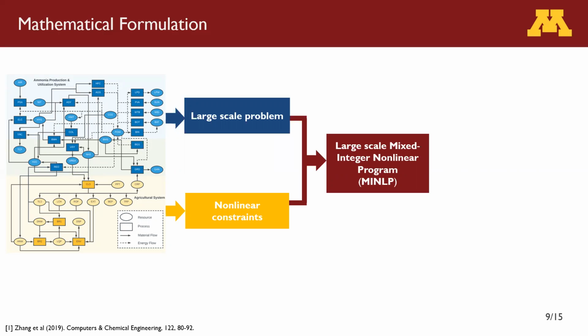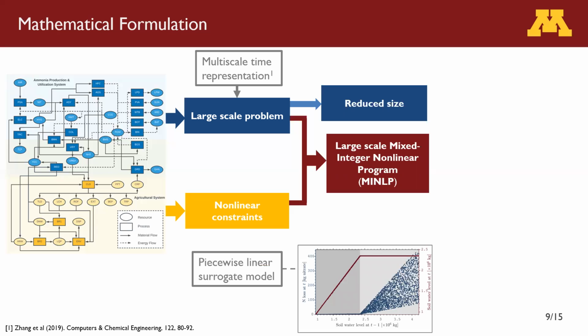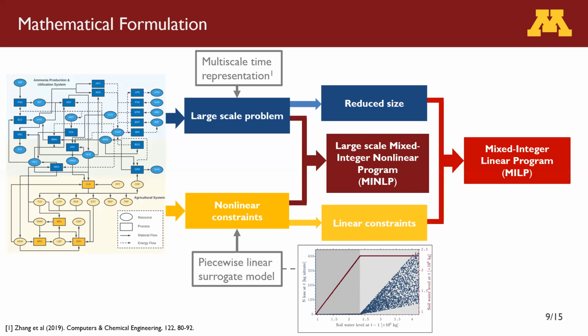Therefore, we apply the multiscale time representation to reduce the problem size. However, the nonlinearity in the agriculture system cannot be easily addressed by piecewise linear realization or the multiparametric disaggregation approach. This is the biggest challenge for solving the system. However, due to the unique structure of our system, we are able to use a piecewise linear surrogate model to linearize the constraints in the agriculture system. And the resulting problem is a mixed integer linear program with a size that can be solved by a commercial MILP solver.